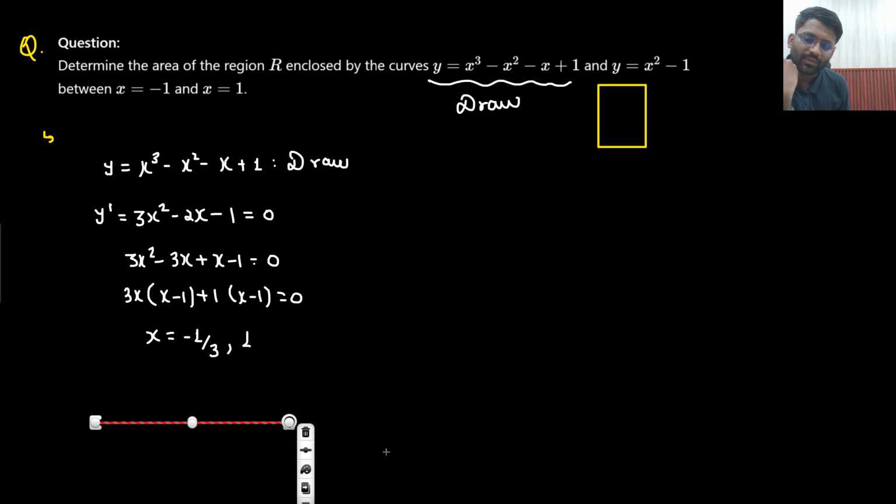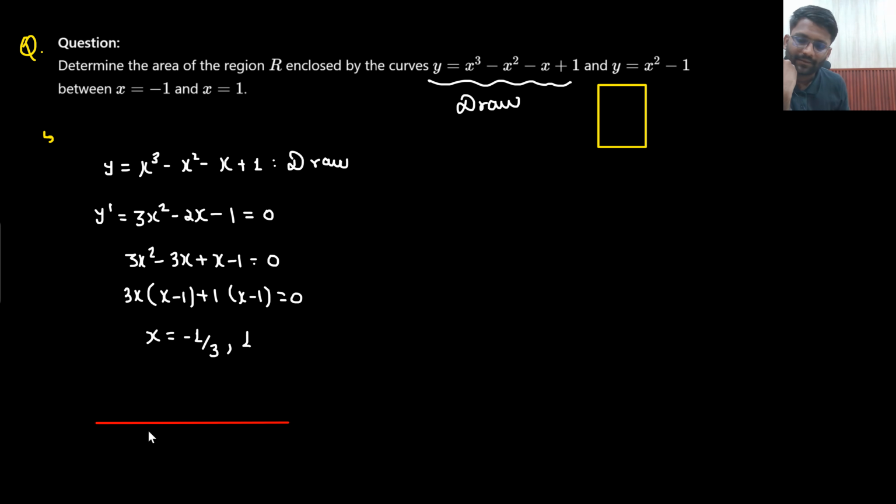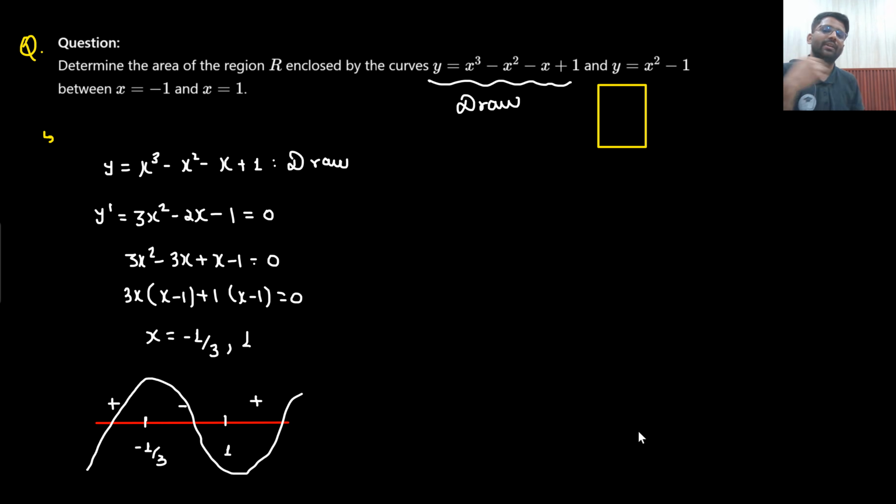So let's talk about the slope. Minus 1 by 3 and 1. So the slope is positive, negative and positive. The slope would go like this: increasing, then decreasing and then increasing. So this is how the nature of the graph would go. But we need to find out the values.